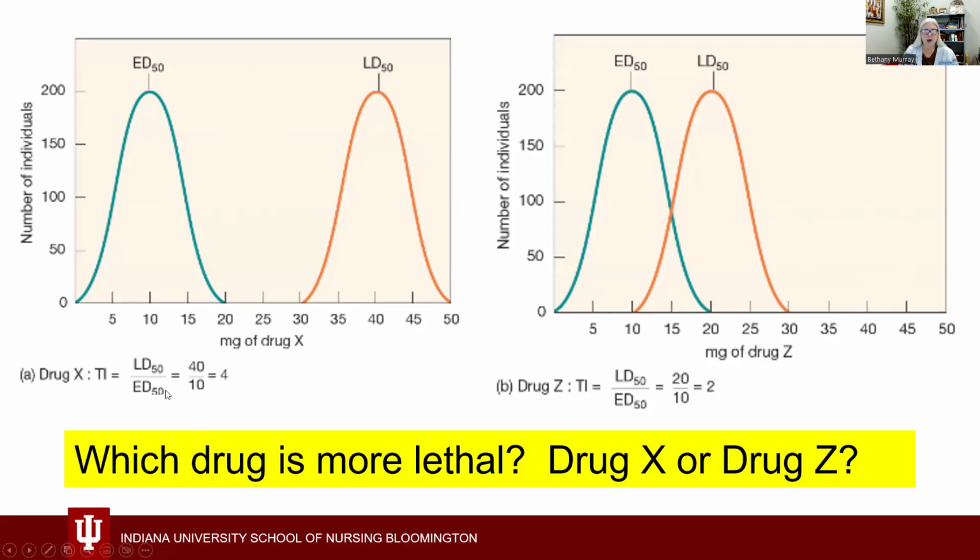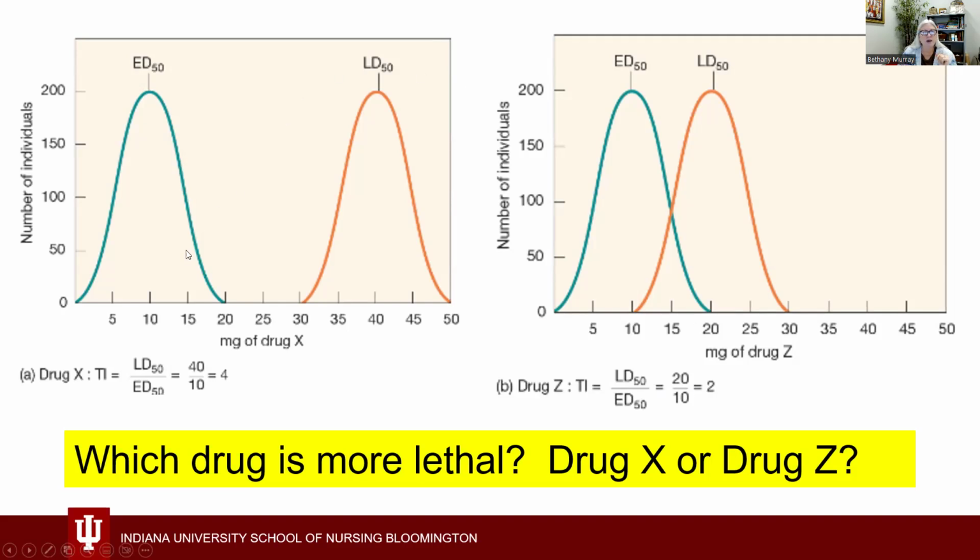First of all, you can look at the math. The lethal dose over the effective dose. 40 is the lethal dose, 10 is the effective. You get a number of 4, whereas on the right, you get a number of 2. So clearly, the smaller the number, the less range you have, and the more lethal the drug, the more dangerous the drug is. So clearly, just looking at the math, drug Z is more lethal.